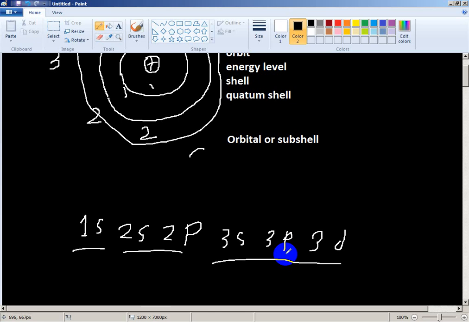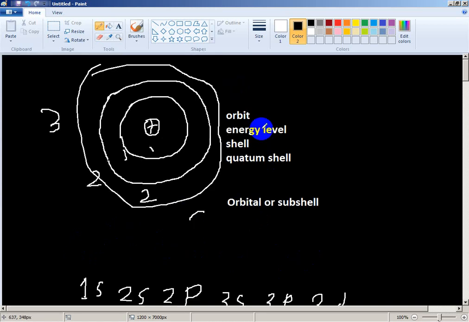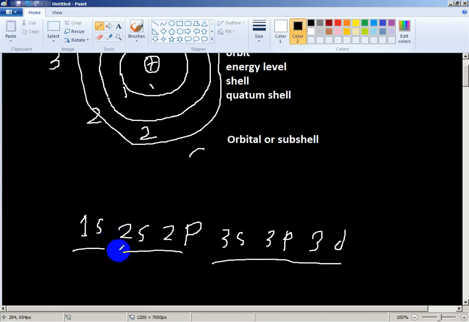Hello, sorry. This is the first energy level, this is the second energy level, this is the third energy level. What are these things? This is the shell: first shell, second shell, third shell. I said this is an orbit. Are you listening to me? Orbit, energy level, shell, quantum shell are all the same. This is the second shell.